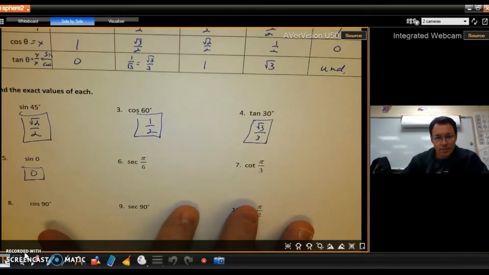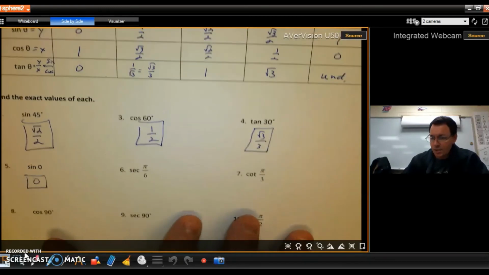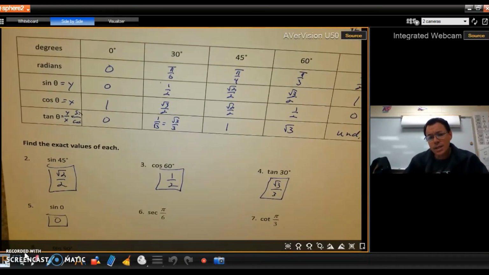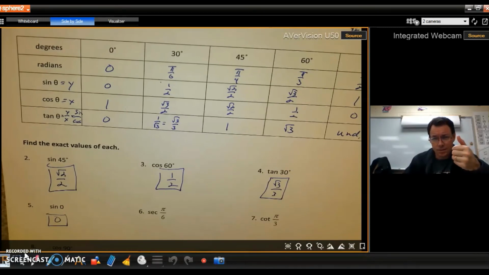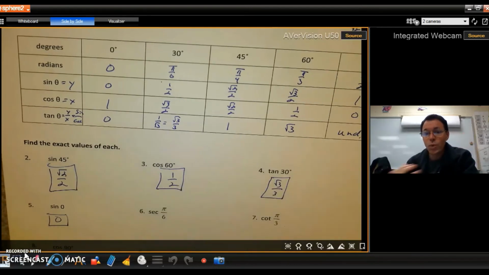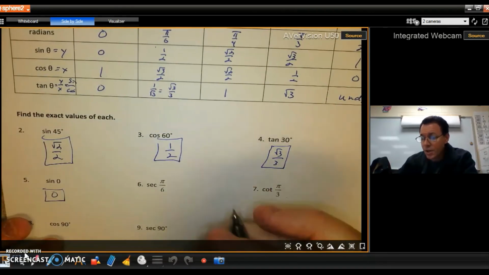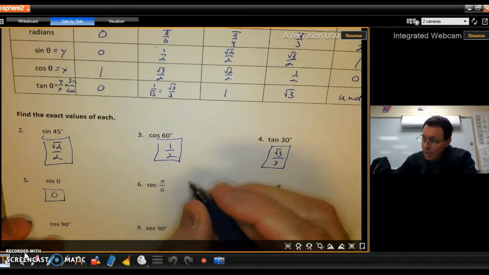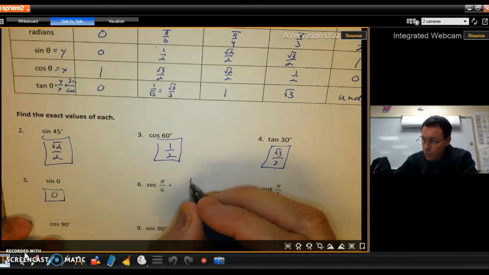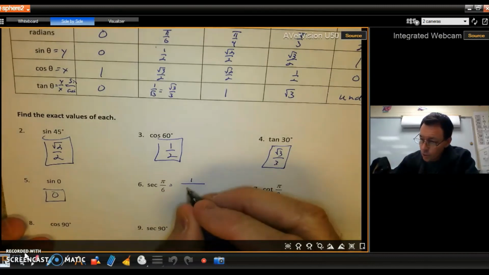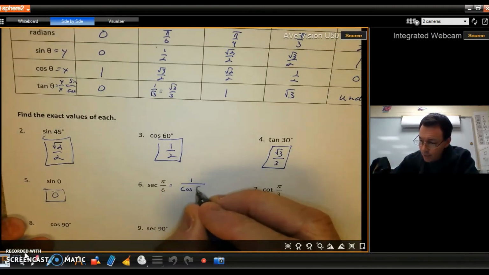How about the next one? Secant. Ooh, wait a minute. The secant of pi over 6. Now, I do not have secant up here. But what do I know? I know that secant is the reciprocal of cosine. So what we're really going to do is use our chart, find the cosine of pi over 6, and then do the reciprocal of that. We're going to do 1 over the cosine of pi over 6.